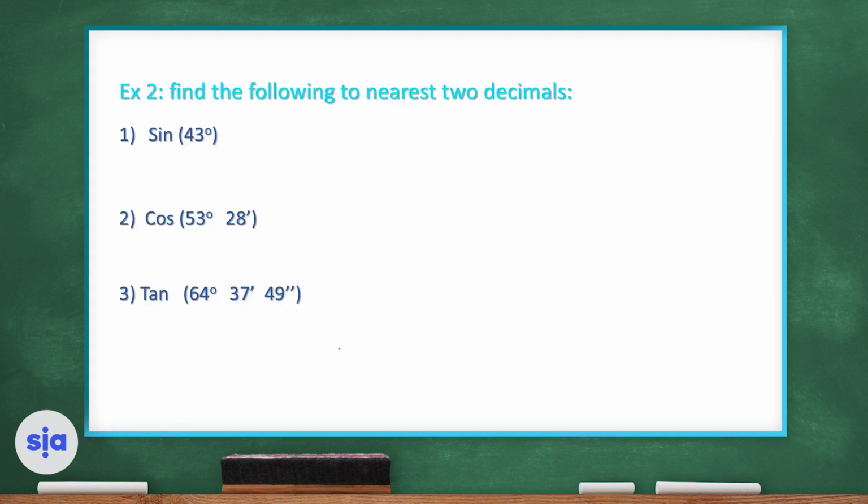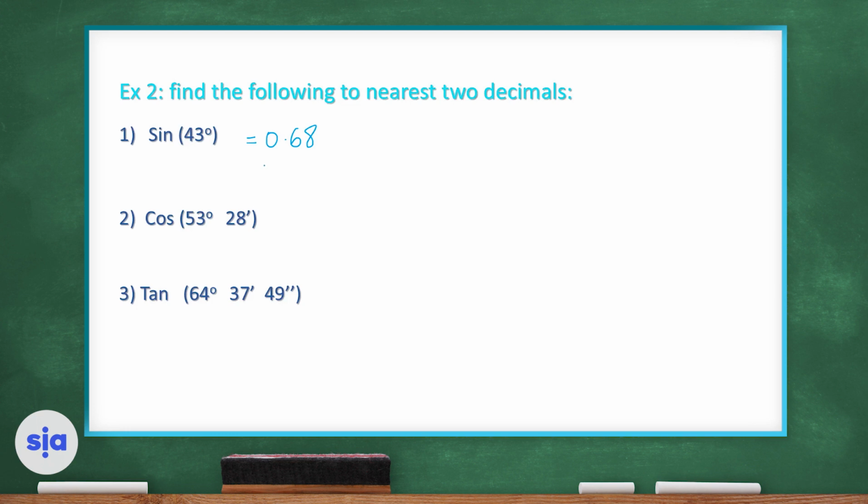Example 2, find the following to the nearest two decimals. How to find sine 43? You just go on your calculator and press sine 43, but make sure that the settings of your calculator have the angles in degrees. So when you do this on the calculator, the final answer here will be 0.68.